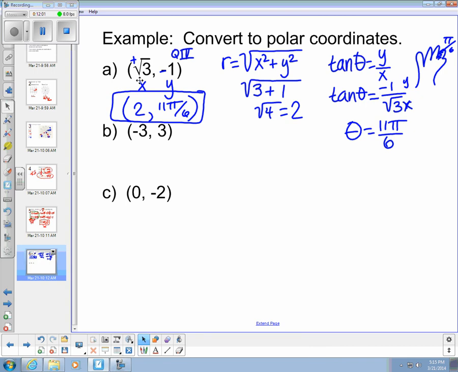Now, I would like you to pause the video and try parts B and C and see how far you can get, and then turn it back on when you're ready or when you've gotten as far as you can get.